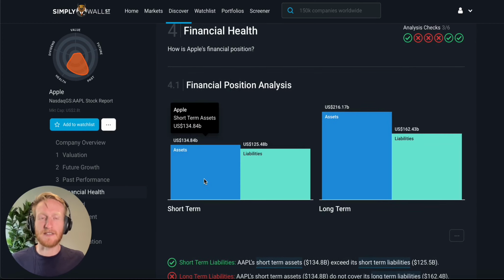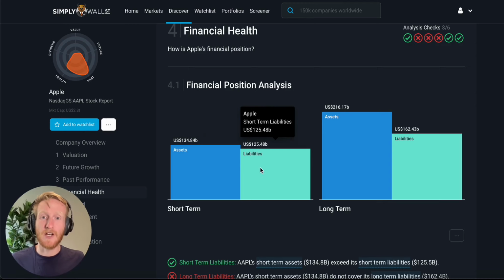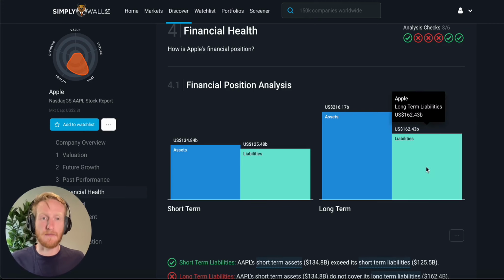So, short-term assets is stuff like cash and cash equivalents. Short-term liabilities is any sort of bill that's due to be paid within the next 12 months, like accounts payable or rent due within the next 12 months. And long-term liabilities is any liability that's due to be paid in greater than 12 months' time, right? So, it's longer-term liabilities. And this can also be stuff like rental payments if it's a multi-year rental lease agreement and stuff like that.